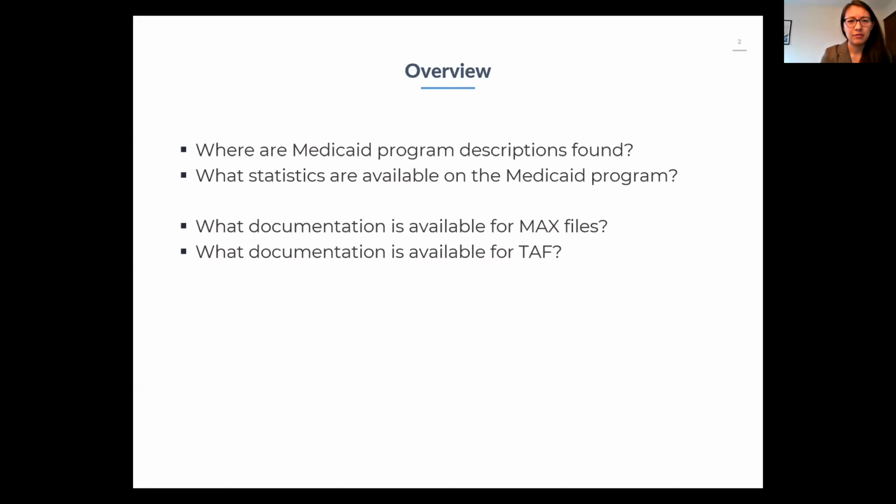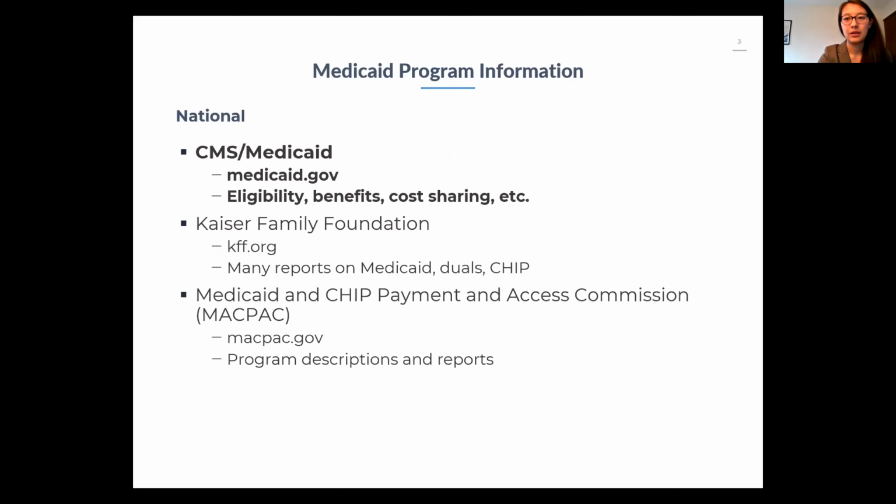I'm going to briefly cover Medicaid statistics, what kind of summary information is publicly available to get a sense of what's happening in the Medicaid program. I'll be focusing on things that have been published by CMS. And then finally, I'll move into research-specific resources. So what resources have been produced for the CMS Medicaid research files, the MAX and the TAF, moving beyond program information, what's actually supporting the file production process and what we know about the research data.